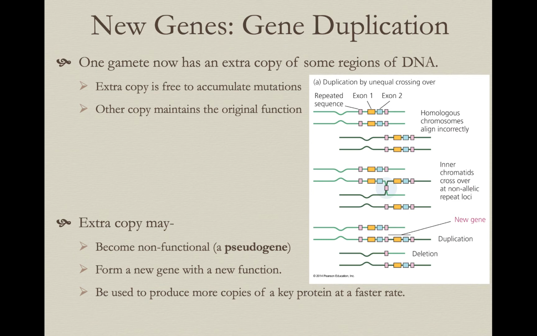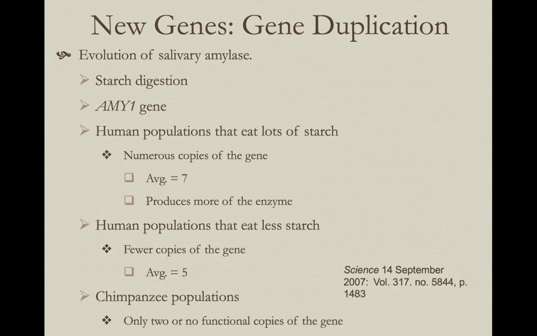Alternatively, it could become a new gene with a completely new function. If it experiments with different mutations and it accumulates a different polypeptide protein chain that could be used in some other function, it may assume that new function. Or it actually could be used to just produce more copies of the exact same protein that it originally produced, maybe at a faster rate if this is adaptive in some way. And there's actually an example of that.